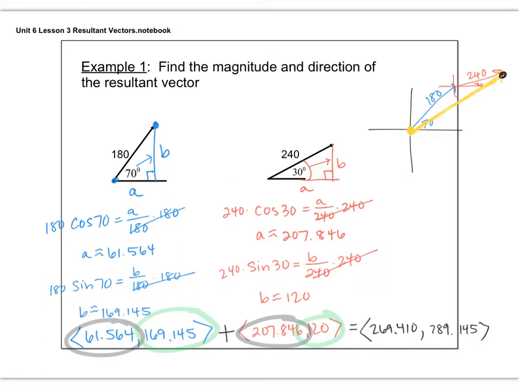This spot right here, if I drew in a right triangle, this horizontal component would be 269.410, and the vertical component would be 289.145. Now, that's nice, but that's not our final goal. What we want to do now is find out the magnitude and direction of that yellow vector, or that resultant vector. Well, remember, magnitude can be found with a little formula.